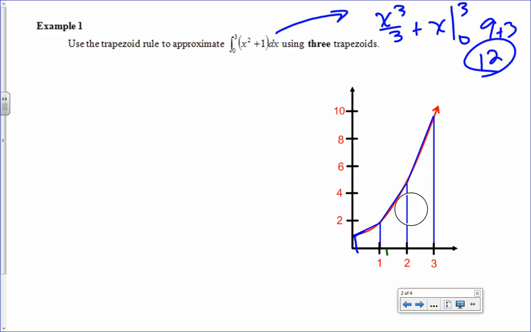Now, how would I decide how wide each one should be? How come I just went to 1, 2, and 3? Did I just feel like making that up, or what? How would you figure that out? It says from 0 to 3, and then I wanted 3, right? So basically you did 3 minus 0 over 3, otherwise known as b minus a over n. Isn't that what we did with rectangles, right?